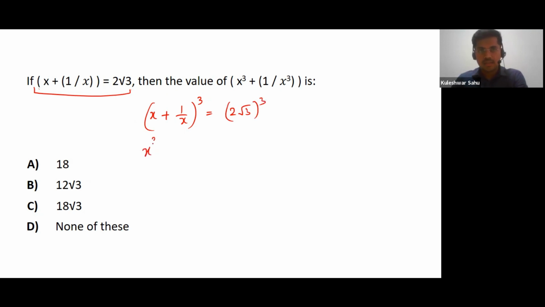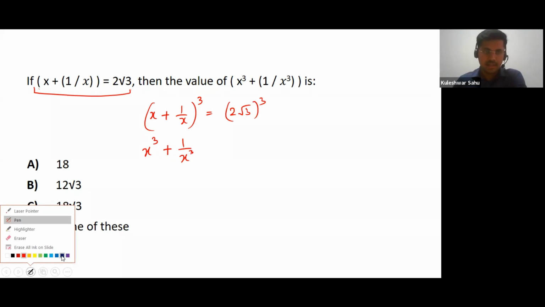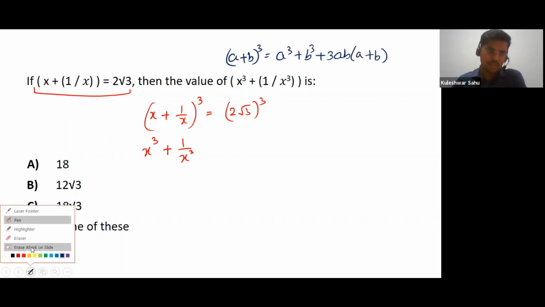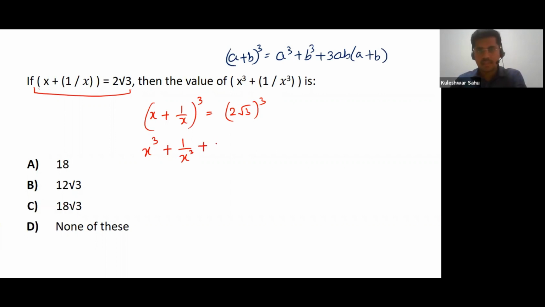So we open the bracket. For the betterment I'll write that formula at the top: a plus b whole cube is equal to a cube plus b cube plus 3ab into a plus b. Let's put the same formula over here: plus 3 into x into 1 by x, into x plus 1 by x, is equal to 2 root over 3 cube, which is 8 into root over 3 cube.